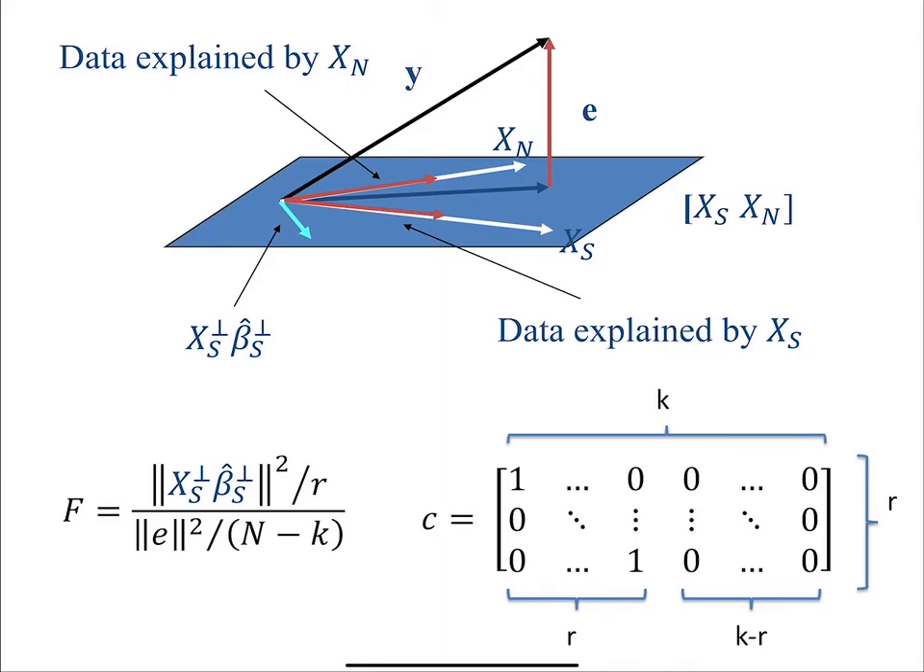It turns out that the F statistic is really just this. This is the part of the data that can be explained only by my model, and you divide it by the error. If this term gets really small, your F stat is going to go down, and that term is going to get small if the signal and the nuisance regressors are too similar.